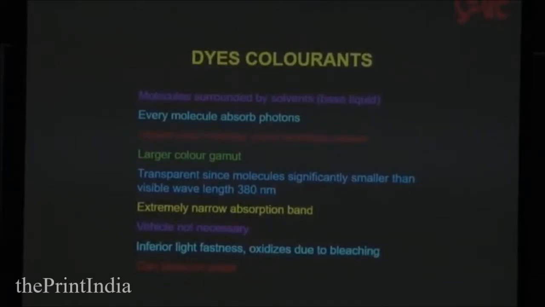So dyes are transparent, molecules significantly smaller than the visible wavelength, 380 nanometers. See, the visible wavelength range we have seen earlier. The human range is 380 nanometers to 830 nanometers. But generally we take 400 to 700, because below that and above 700 the color is more or less similar. So if the molecule size is smaller than the wavelength, which is 380 nanometers, the transparency will go up because there is less light scattering.